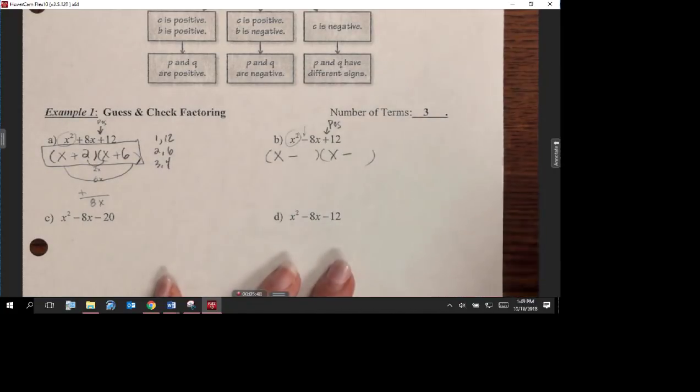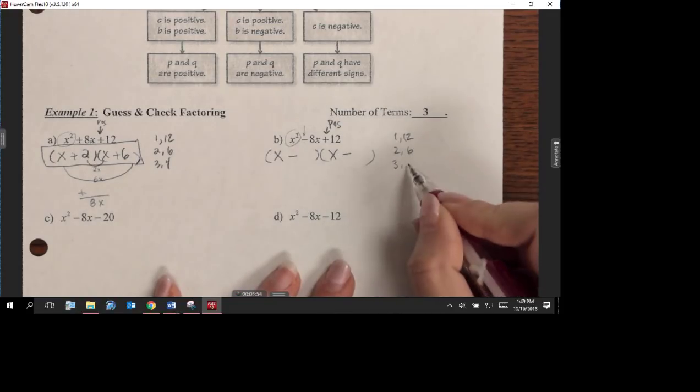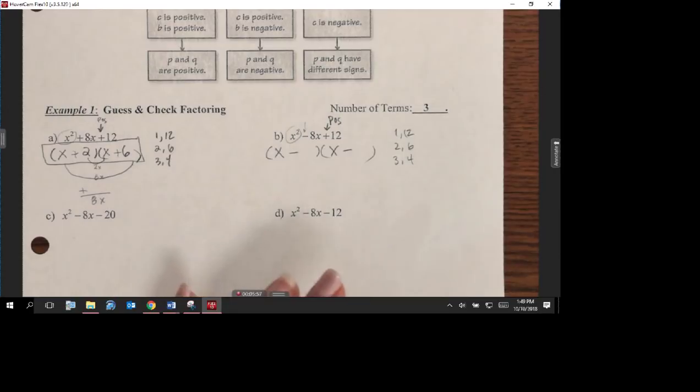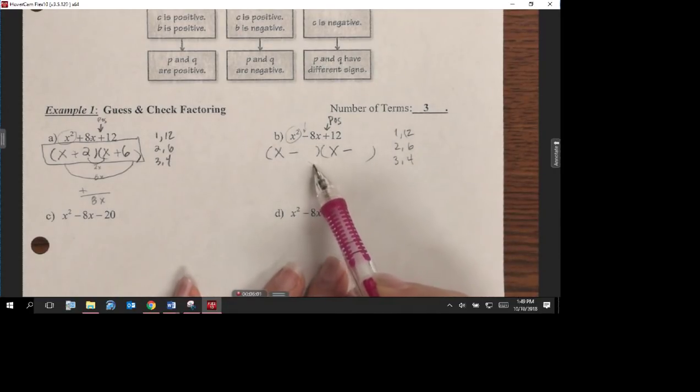There's no other option. But 12 could be 1 and 2, 2 and 6, 1 and 12. That's what I meant. And 3 and 4. I don't know, I even said 2. I don't know what I was thinking. All right, but it has to add up. So once we put it in there, it has to add up to equal negative 8x.